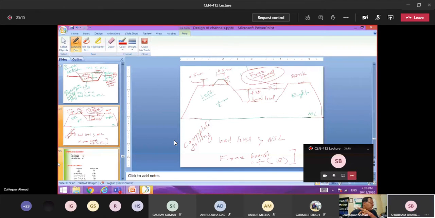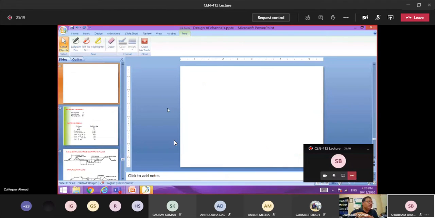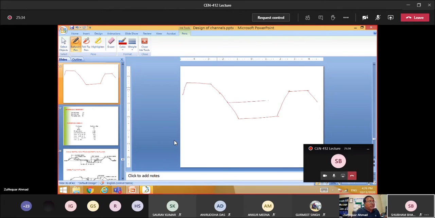Okay, let me explain in the other slide, because I have seen most of the time these are confused. You have a canal like this, right? This is the bank level of the canal, and this is the bank level of the canal. Full supply level is this. This is the FSL. So what is the freeboard? Freeboard in this case is A, or freeboard in this case is B. What is the freeboard here? B.